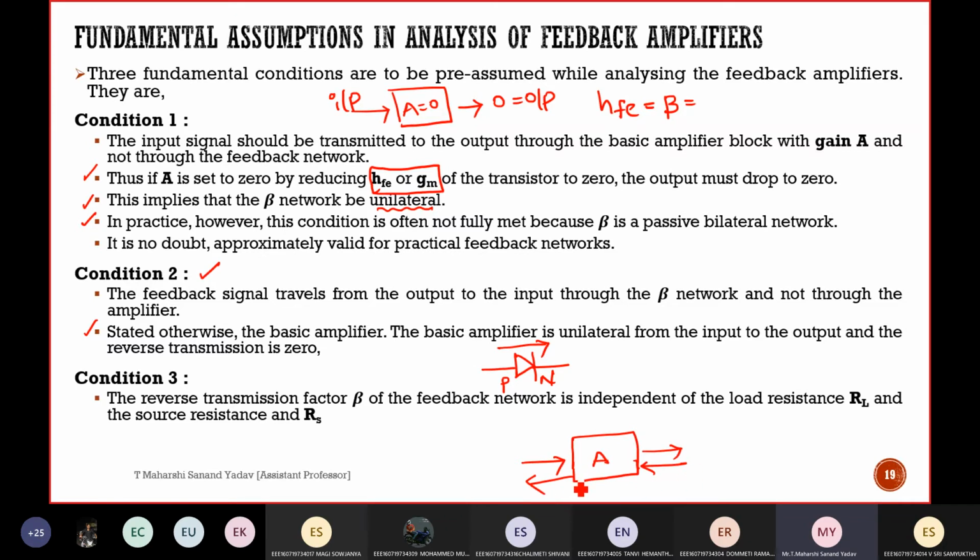Suppose if it is bilateral, both-side communication is possible, like I can go or come. Here also, same thing. Suppose if it is unilateral, there is only one direction, from input to output with a certain gain A. Next, condition 3.